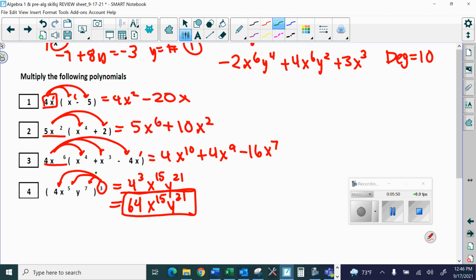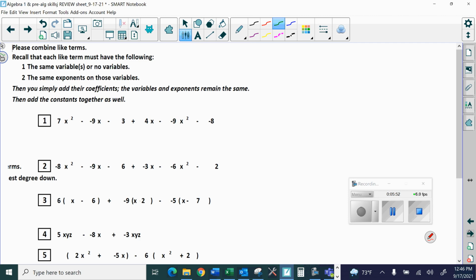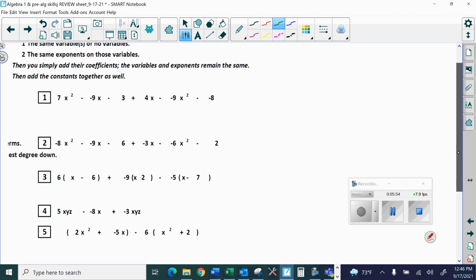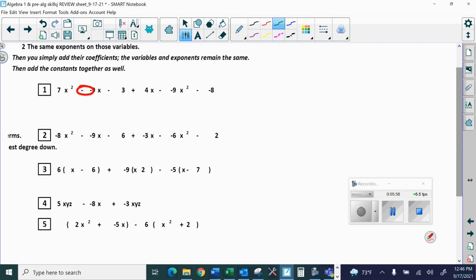All right, next page. Combine like terms now. Very first thing I should do is take my two negatives, change it to a positive, two negatives, change it to a positive, two negatives, change it to a positive. I have an x squared here and I have an x squared here. So 7x squared plus 9x squared is 16x squared.